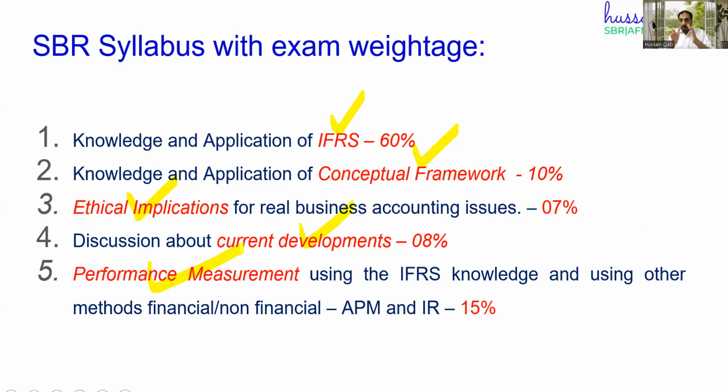Now, number two, based on past exams, it has been observed that the examiner examined on average 60% of the paper related to pure IFRS knowledge, IAS and IFRS knowledge.